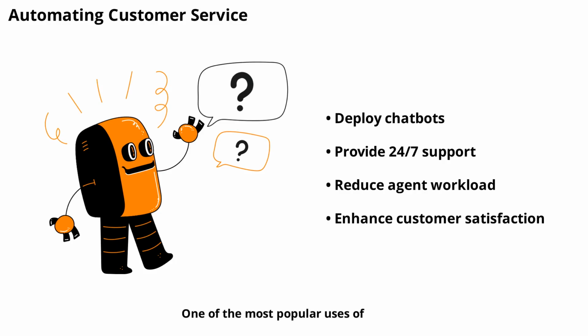One of the most popular uses of AI in business is automating customer service. AI-powered chatbots and virtual assistants can handle common inquiries, process orders, and provide instant support around the clock. This not only improves customer satisfaction, but also reduces the workload on your human agents. By integrating AI into your customer service channels, you can deliver faster, more consistent, and personalized experiences.